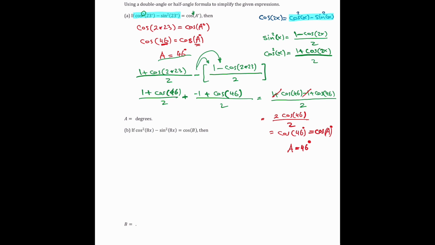So question number 26, part B, same idea here. I'm going to use the shortcut. I notice this is the double angle formula, this double angle right here. So I can reduce this to cosine 2 times 8x equals cosine B. This becomes cosine 16x equals cosine B, which means B is equal to 16x.